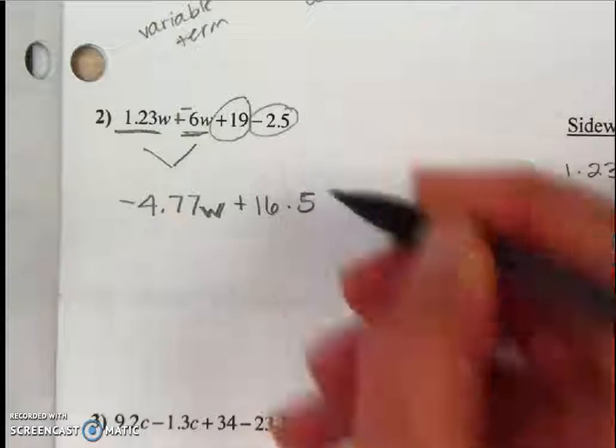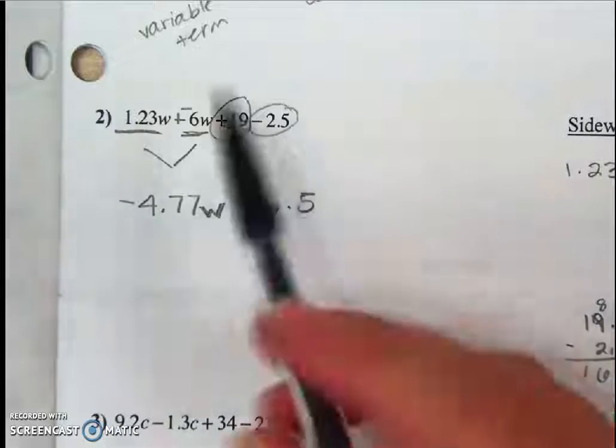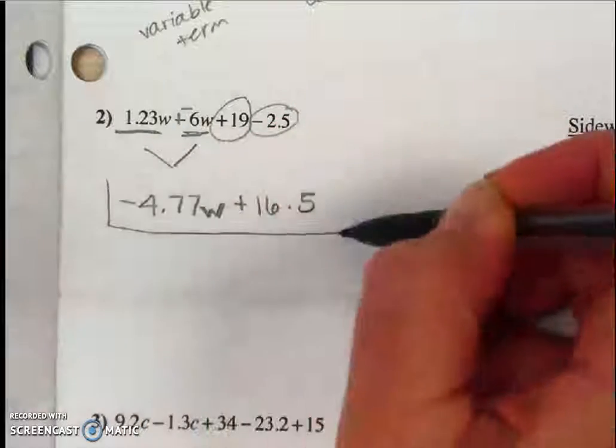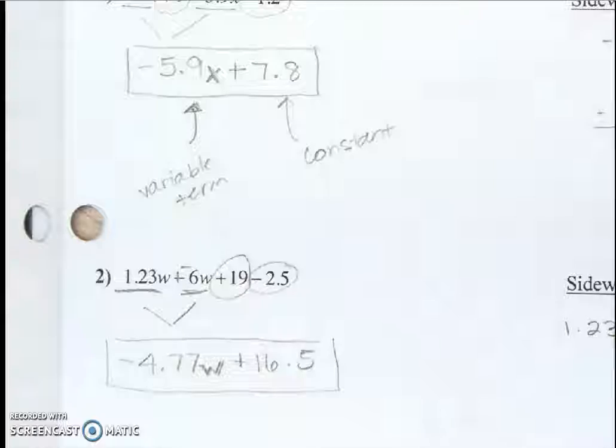16.5. Can I add anything else from there? Well, no. This one has a W, that one does not, and so our answer would just stay like that. And I'm going to put a box around this answer too. That way I know that's what I would type in.